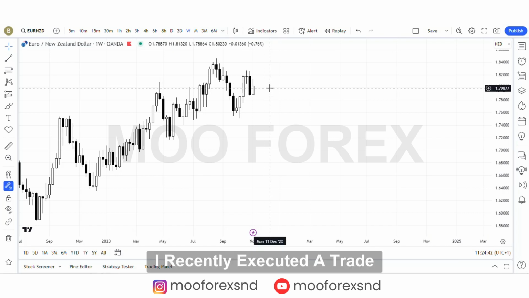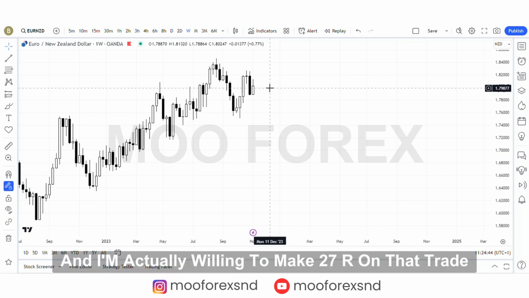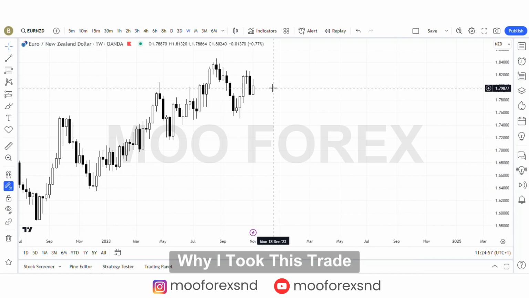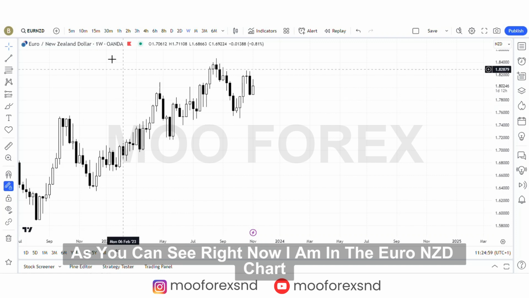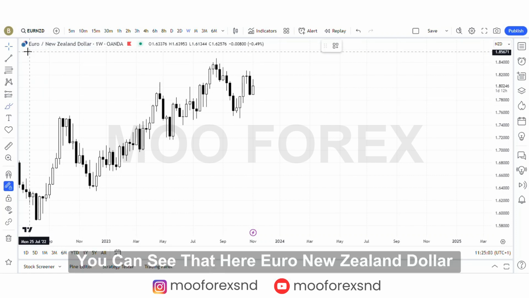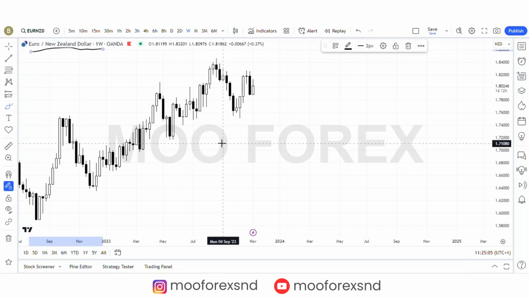I recently executed a trade and I'm actually willing to make 27R on that trade, and this trade is still running when I'm making this video. So let me show you the whole process of why I took this trade. As you can see right now, I am in the Euro NZD chart, Euro New Zealand dollar.